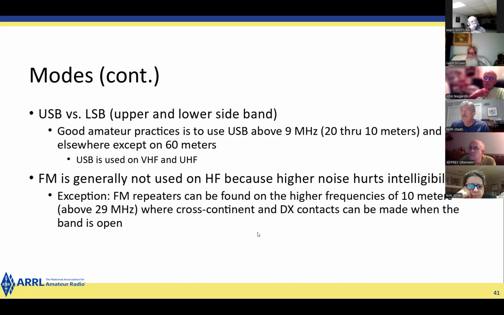And here John was commenting about FM repeaters on 10 meters. And that's true. I've not done that, but I've never been involved with that. And it probably could be interesting. Something else to explore. You know, there's so much going on, so many places you could get into.